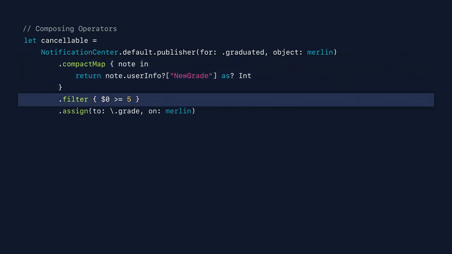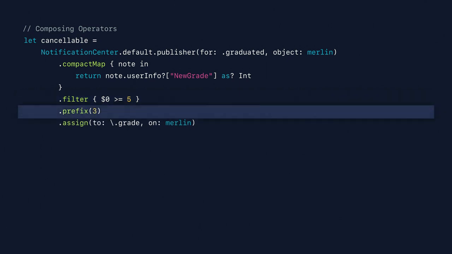Let's say that only students in 5th grade or higher are allowed in my school. I can do that using filter. Filter takes a predicate and only allows elements that pass that predicate to proceed. This is exactly the same behavior as filter on array. Let's say furthermore that you're only allowed to graduate a maximum of 3 times. So on array, if you need to take the first 3 elements, you could use prefix 3. On a publisher, if you want to receive the first 3 elements only, you can use prefix of 3.